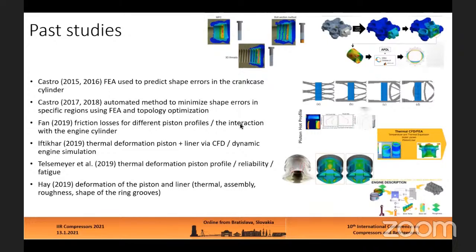So about some past studies, I was actually presenting some works in the past on how to predict the shape errors in a crankcase cylinder. In this case, evaluating the differences of how the threads of the screwing in the head group affect this deformation. So I was modeling it in a different way.